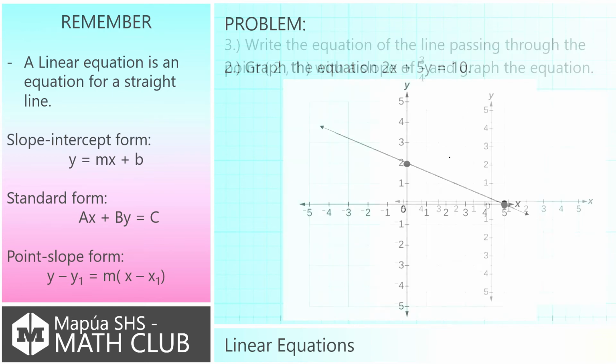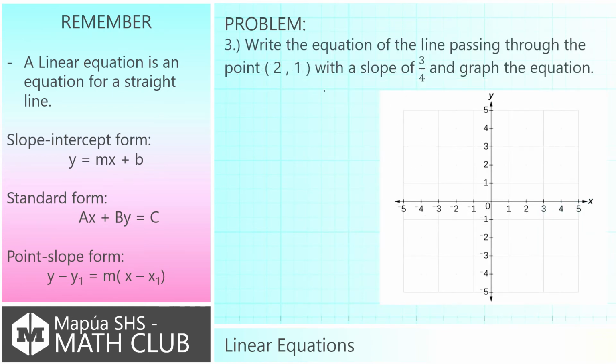Our last problem tells us to write the equation of the line passing through the point (2, 1) with the slope of 3/4 and graph the equation. So, the slope is already given, which is 3 over 4. 2 is our x sub 1 and 1 is our y sub 1. We will use the point-slope formula since there is a point and the slope in the given problem.